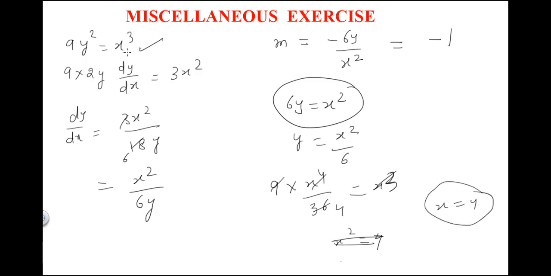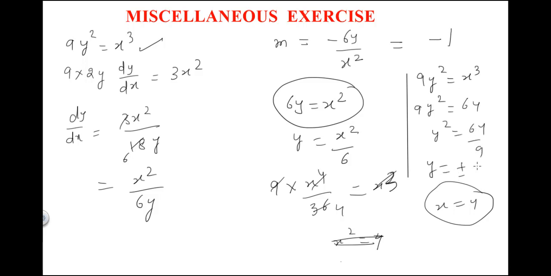If x is 4, can we find the value of y from here? Definitely we can find it. So just look carefully. 9y square is equal to x cube. So putting x as equal to 4, 4 cube will be 64. So y square will be 64 upon 9 and y will be equal to plus minus 8 upon 3. So we have the answer as 4 comma plus minus 8 upon 3.